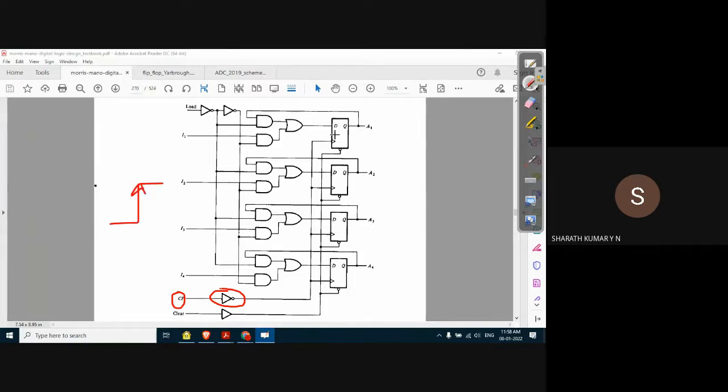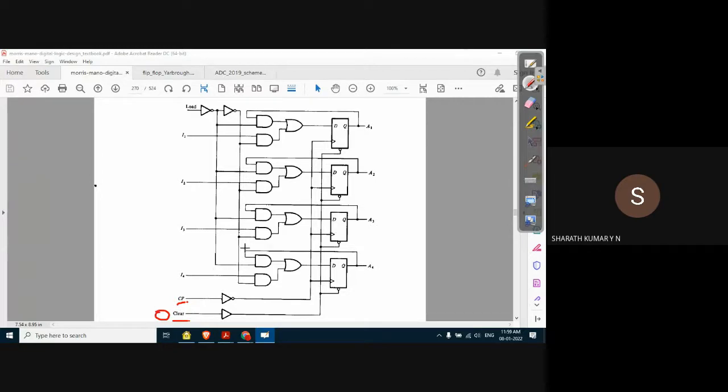These are positive edge triggered flip-flops, so the flip-flops will change state only during the positive edge of a clock pulse. During the negative edge, until the occurrence of the next positive edge, it will not change its state. Very simple, because they are positive edge triggered flip-flops that we control using the clock input. Clear input, just now we understood, what does it do?